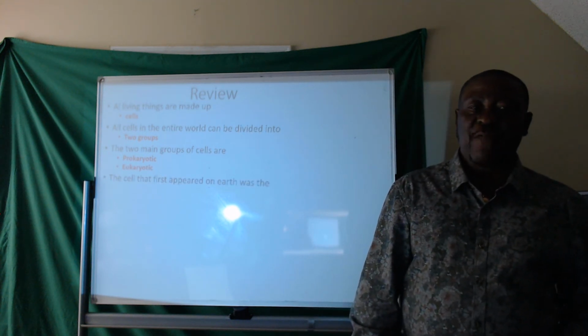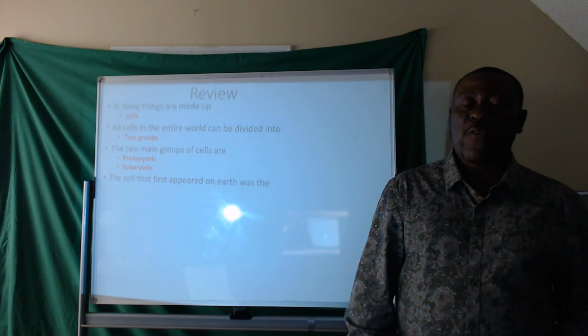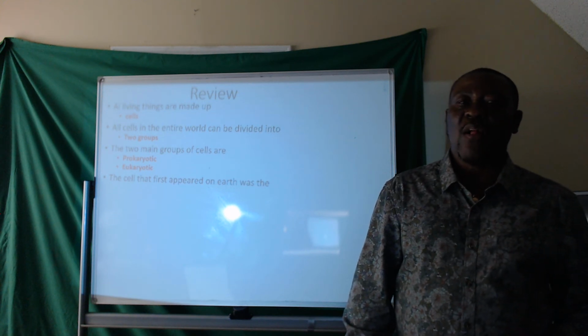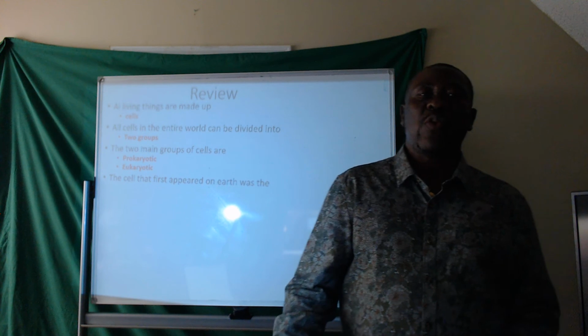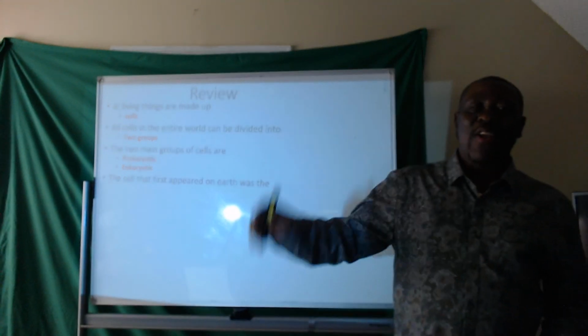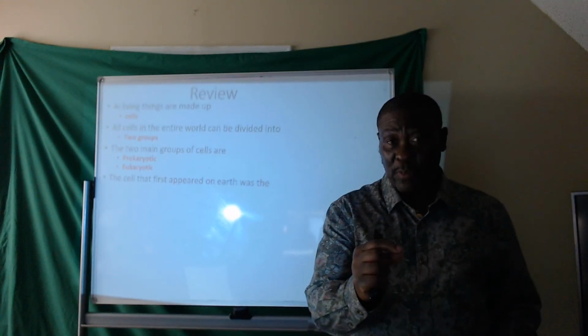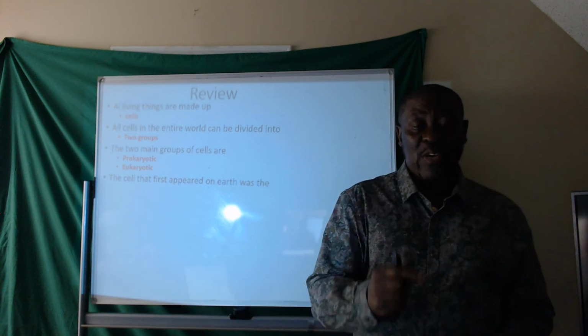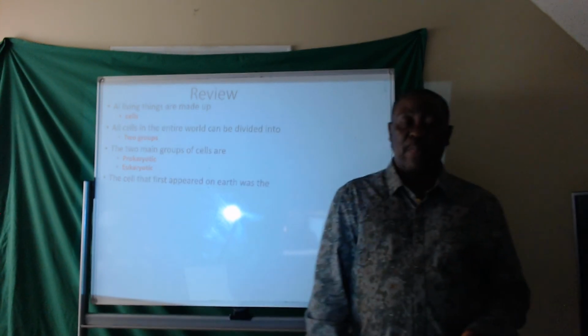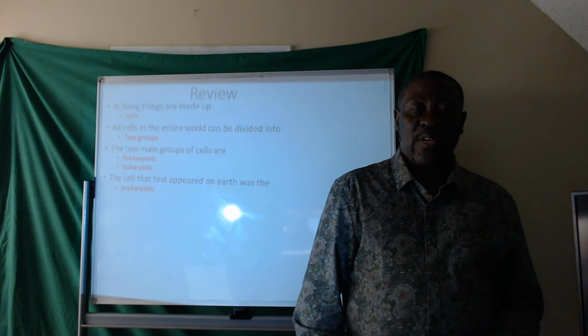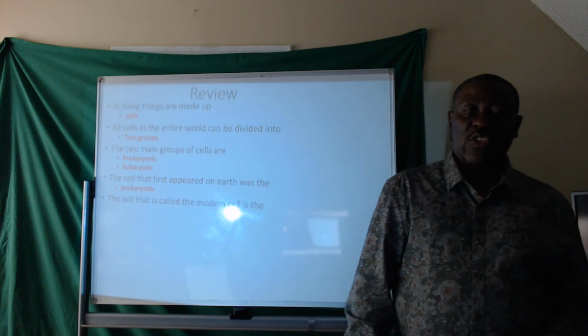The next question: which cell first appeared on Earth, and what's your rationale? Yeah, prokaryotic cell. How do you know? Because they're small. To make something big, you have to start with something small. So they're the first ones to appear on Earth. Prokaryotic cell.